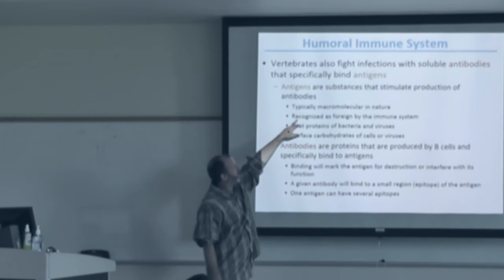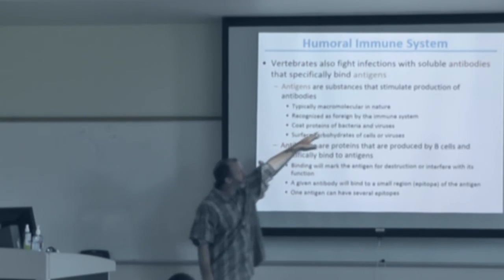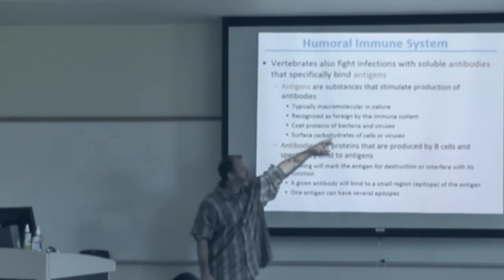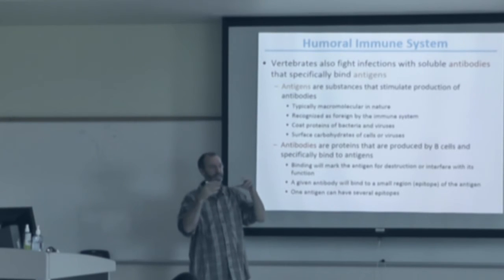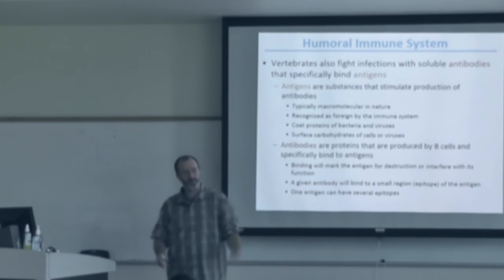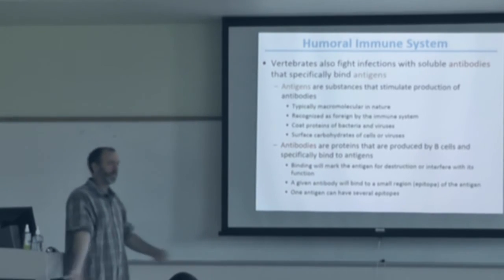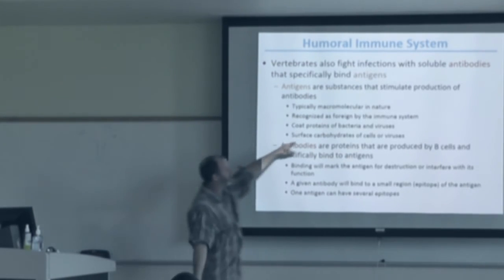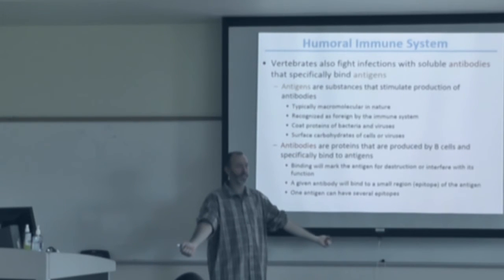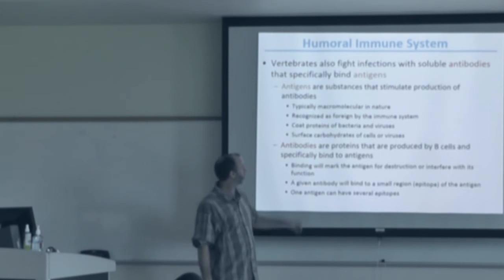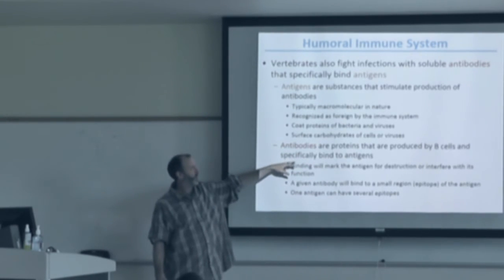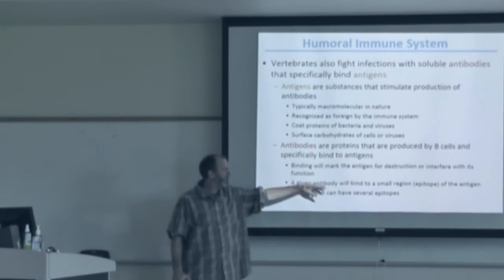So typically macromolecular in nature, recognized as foreign by the immune system, the coat proteins of bacteria and viruses are a lot of times antigenic. Also surface carbohydrates of cells or viruses. That's why if you give somebody the wrong blood type, the carbohydrates on those cells are not recognized as self, so your immune system will attack them also. Also, antibodies are proteins that are produced by B cells and specifically bind to the antigens.